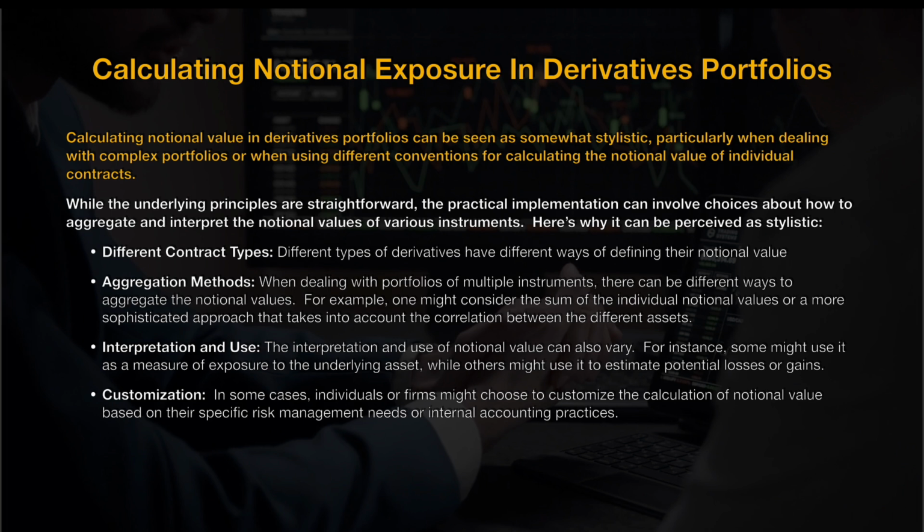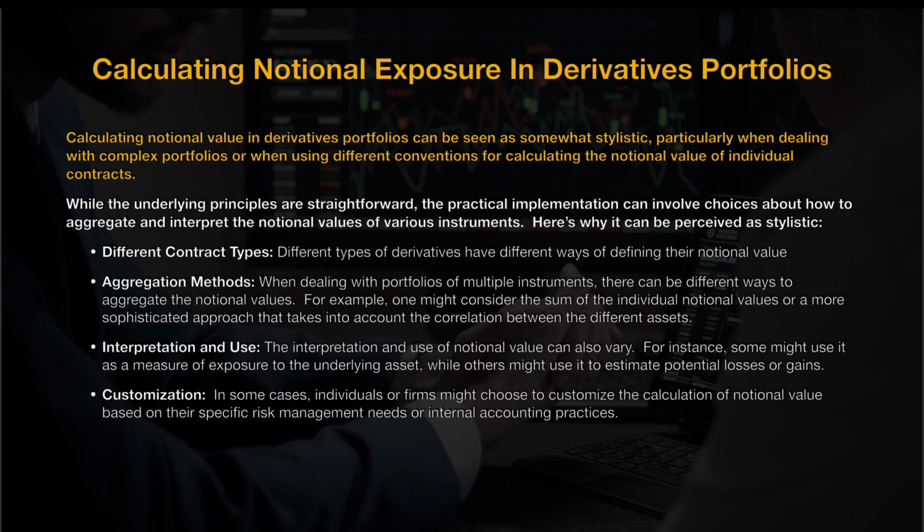Here's why it can be perceived as stylistic. Different contract types. Different types of derivatives have different ways of defining their notional value. Aggregation methods. When dealing with portfolios of multiple instruments, there can be different ways to aggregate the notional values. For example, one might consider the sum of the individual notional values, or a more sophisticated approach that takes into account the correlation between the different assets.